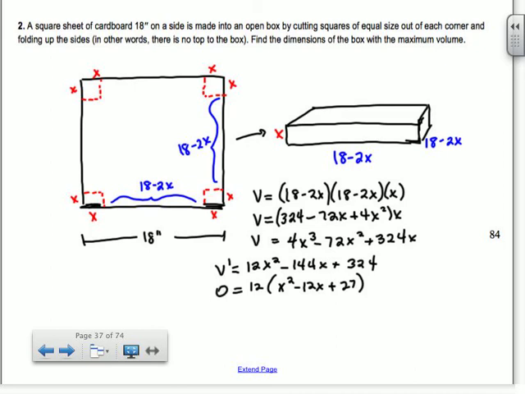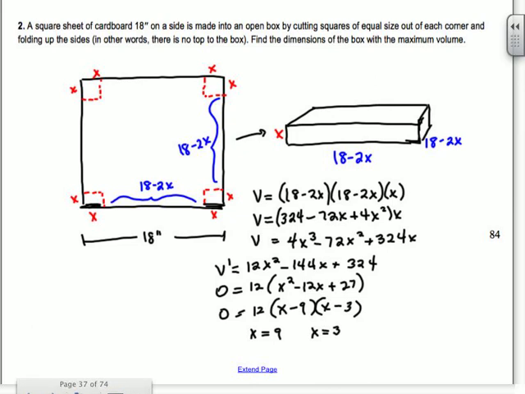Okay, set it equal to 0. We're going to factor. Luckily, this factors nicely. If it didn't, what would you need to do? Right, quadratic formula. So you get x equals 9 and x equals 3. Okay, what this means is these are critical points. So I'd put v prime on your number line. You're going to test 3 and 9.